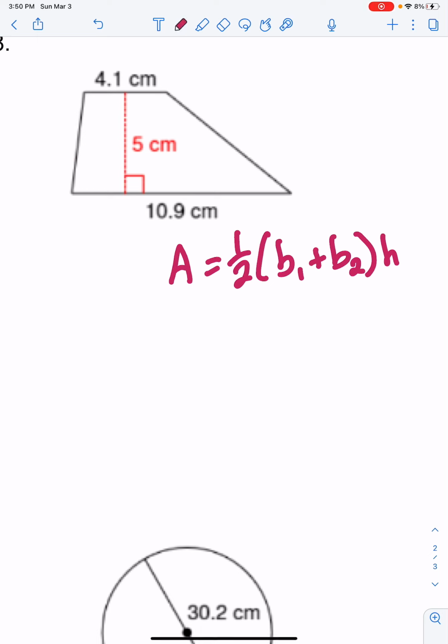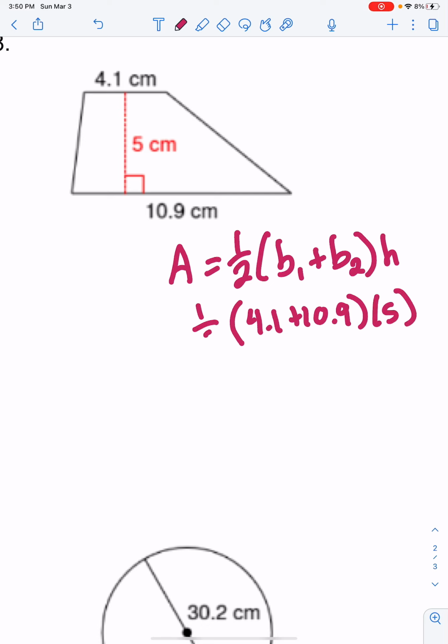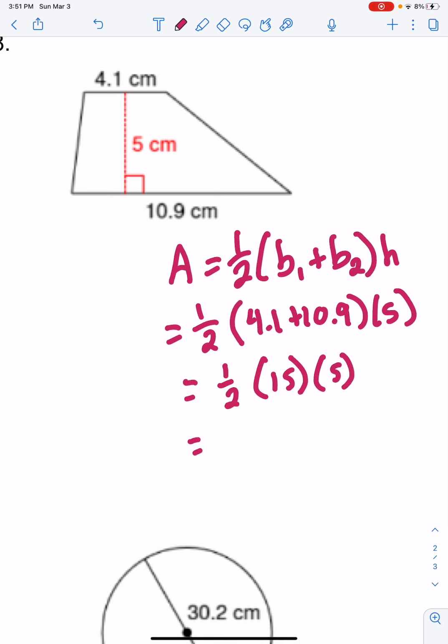All right, so we're going to start with 4.1 plus 10.9 times the height of 5, and then we're going to divide by 2. Let's start with inside the parentheses. 4.1 plus 10.9 gives us 15. Next we're going to multiply 15 times 5, and that gives us 75.